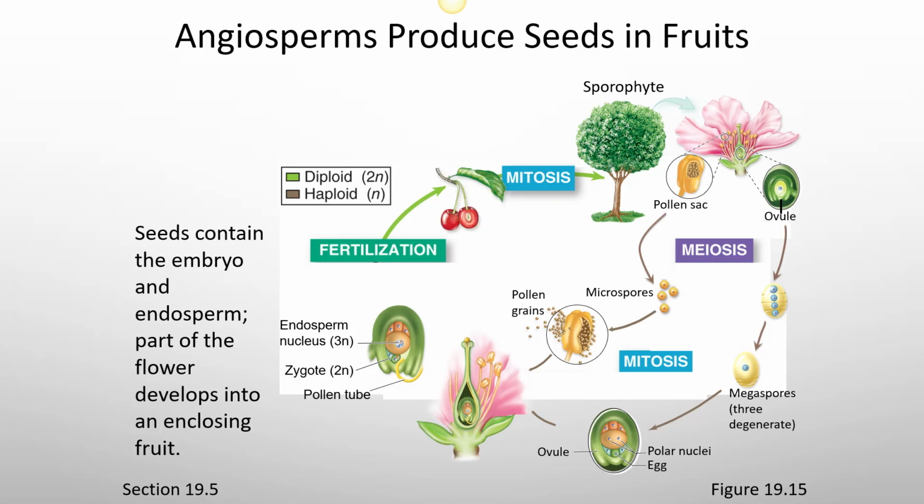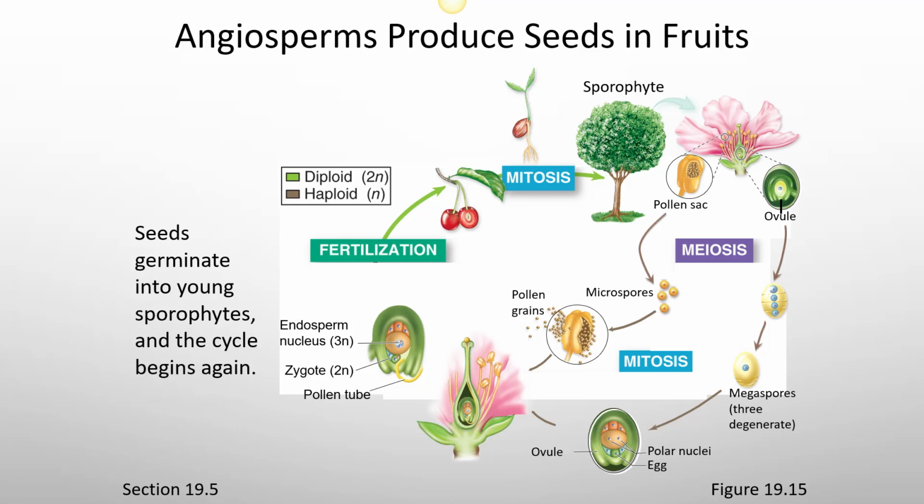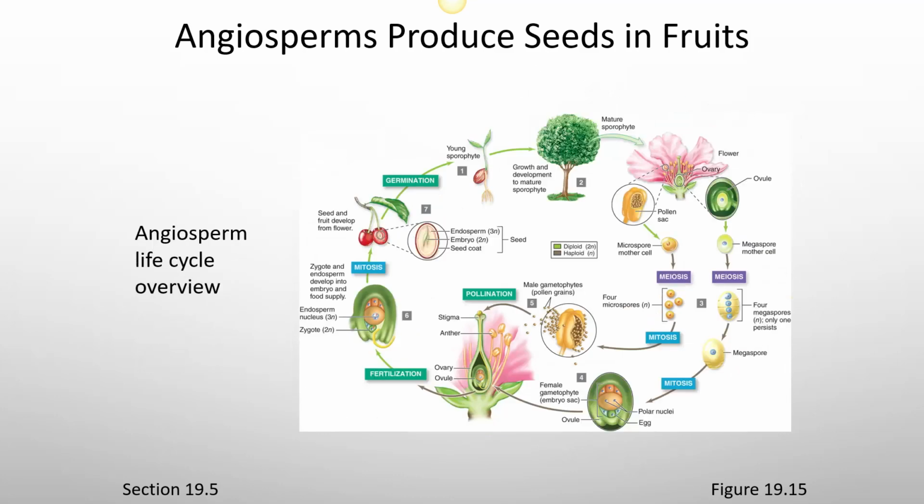Seeds contain the embryo, the endosperm, and part of the flower develops into an enclosing fruit. Seeds germinate into young sporophytes and the cycle begins again. So this is just an overview of that life cycle, and then here you can see when the seed germinates, the young sporophyte coming out.